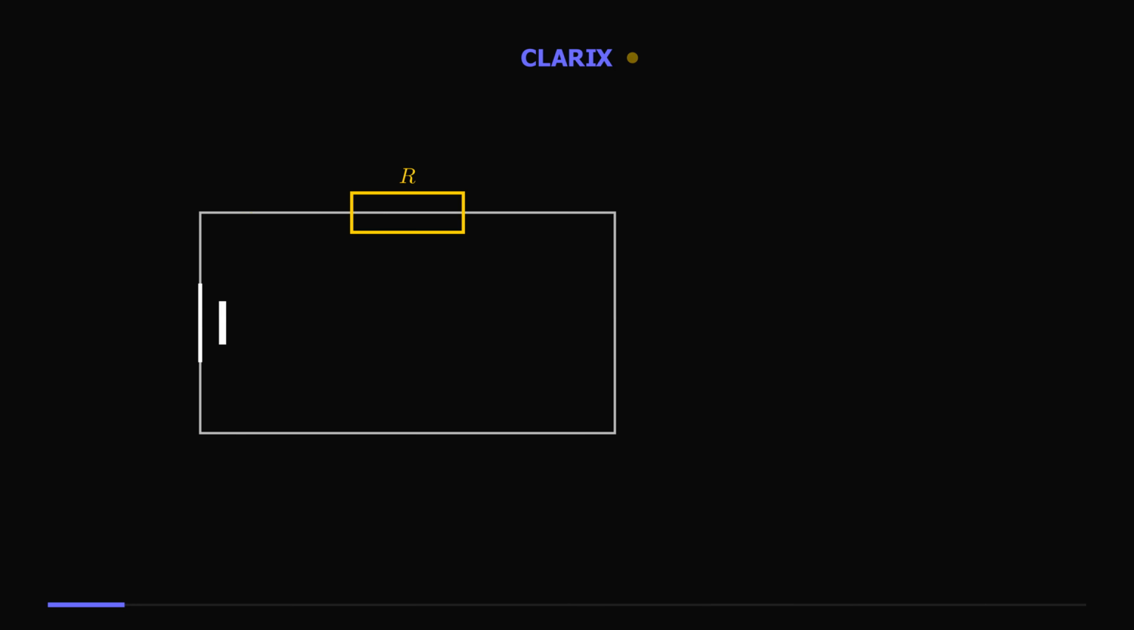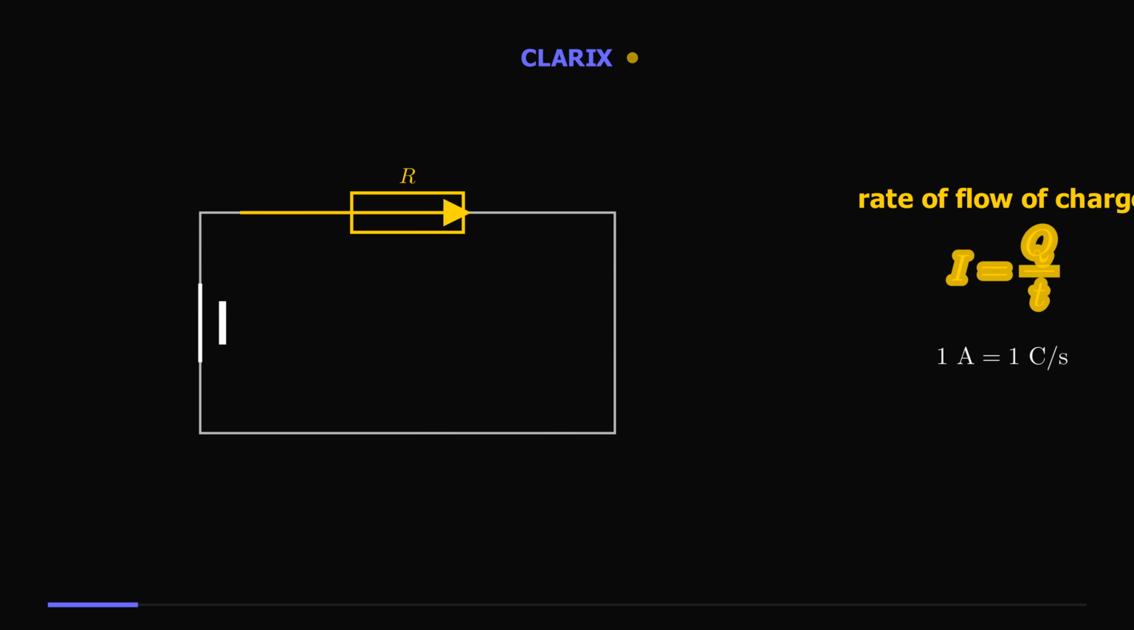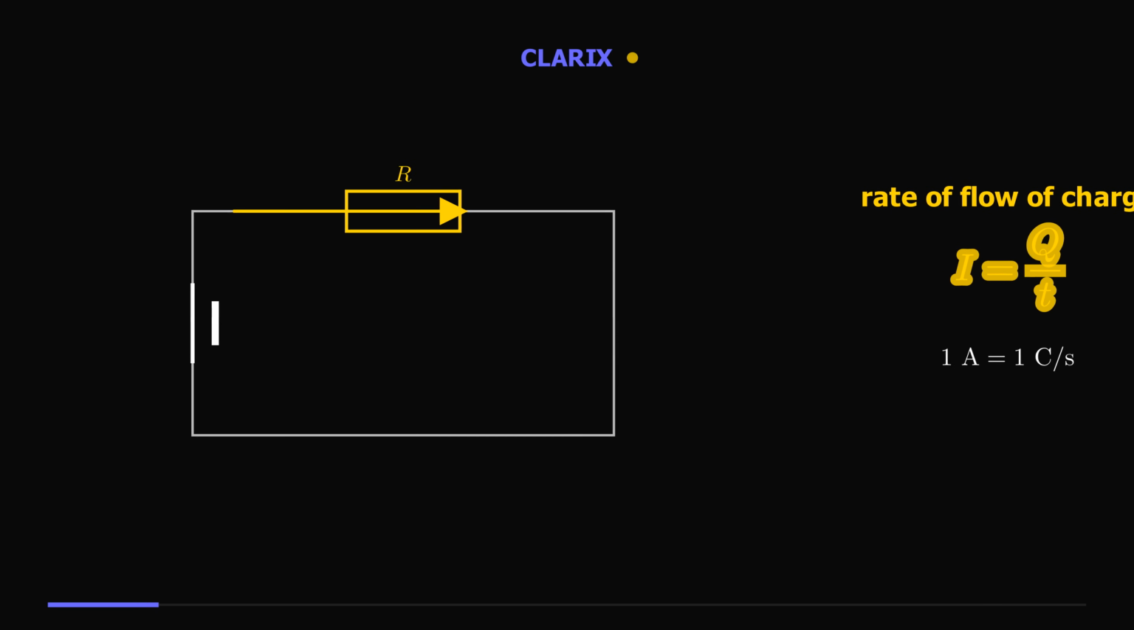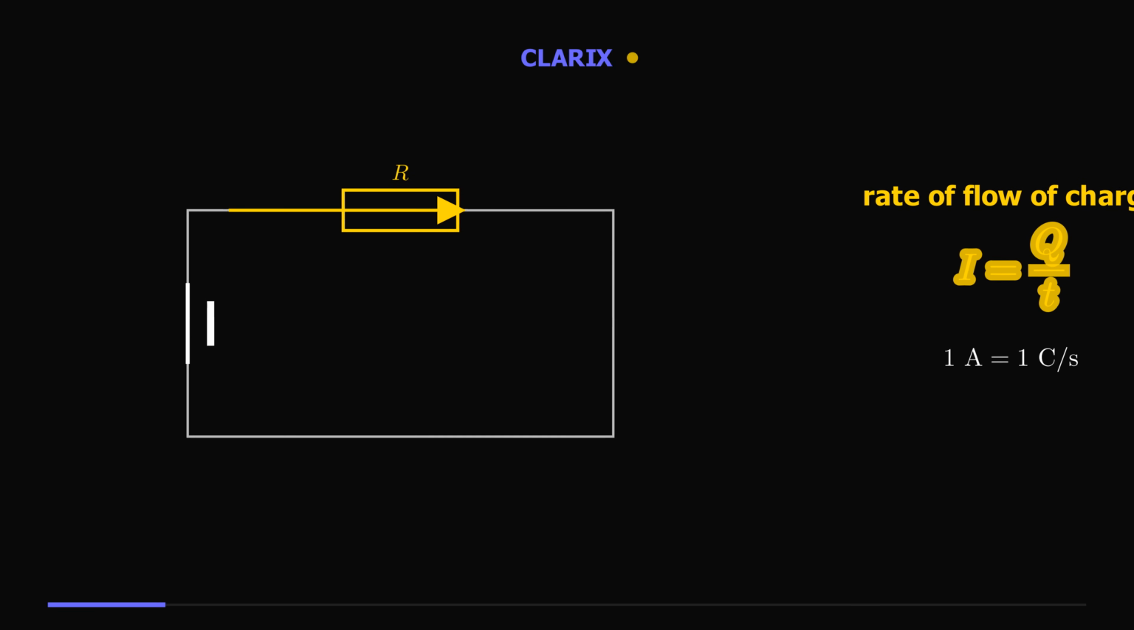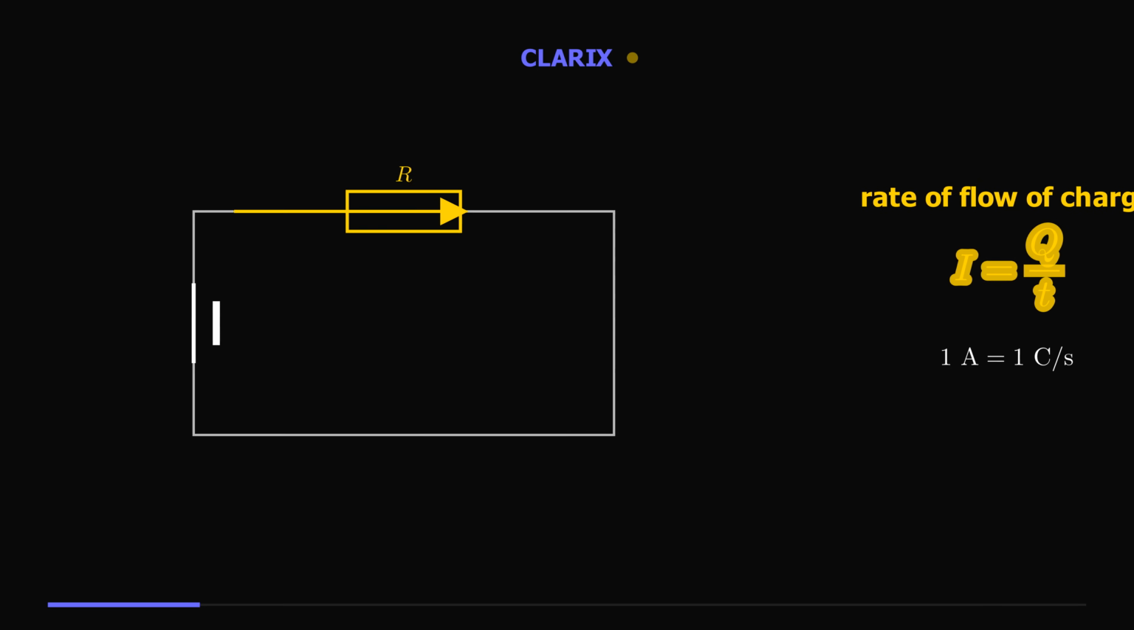Inside a metal wire are countless tiny charges, electrons, that can drift along it. When they flow in one direction, we call that an electric current. Current is just the rate of flow of charge, the amount of charge passing a point each second. In symbols, current I equals charge Q divided by time t. Its unit is the ampere. 1 ampere is 1 coulomb of charge flowing per second.